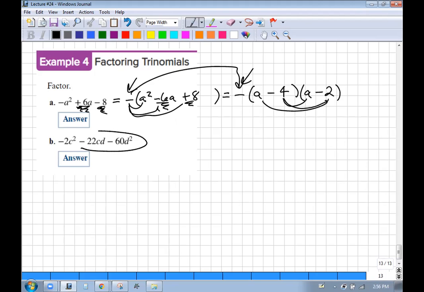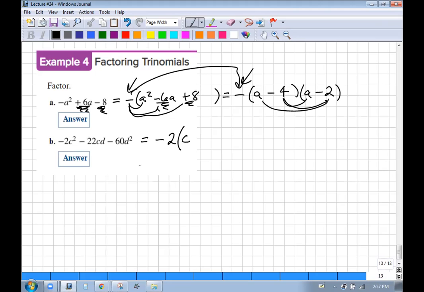So this one now has two different letters. All right. Well, big deal. That doesn't matter. Let's look at the numbers and the minus sign first. This minus sign sucks. So we're going to factor out a minus sign from everything. And notice everything is divisible by 2. So we're going to pull a -2 out of everything.